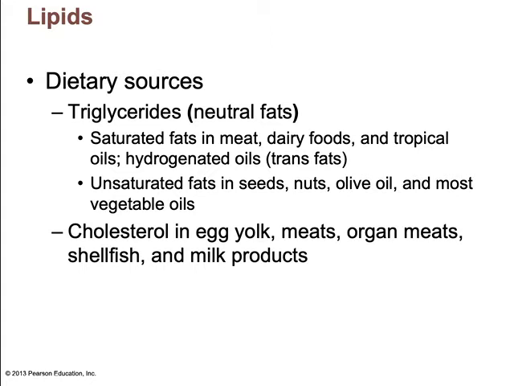Triglycerides are found as saturated fats in meat, dairy, and tropical oils. Unsaturated fats are in seeds, nuts, olive oil, and vegetable oil. We also get cholesterol from meat and dairy, okay, as well as shellfish. All of these are important in both structural components in the body as well as a source of energy. So the triglycerides are high in calories.